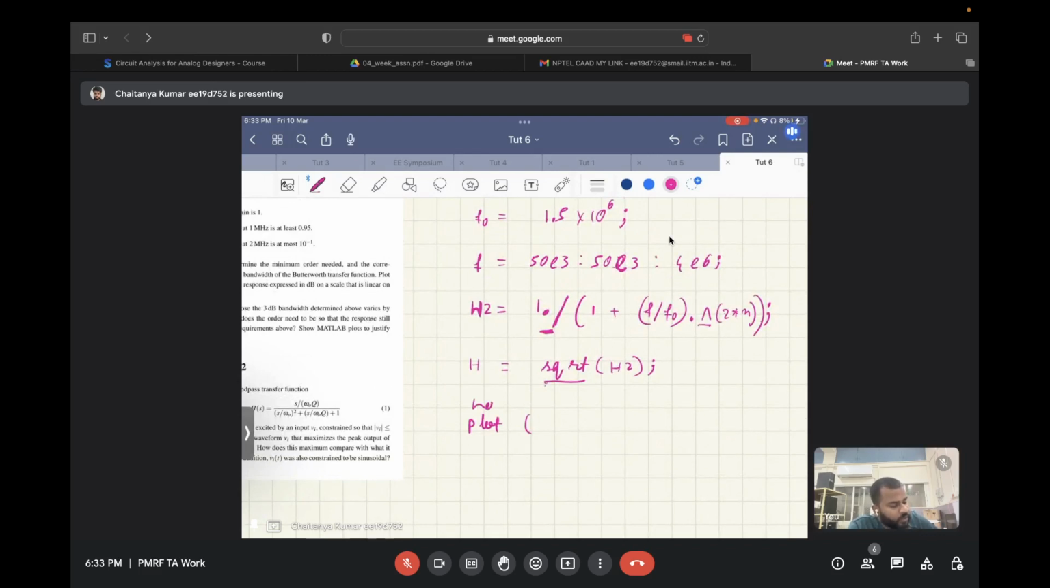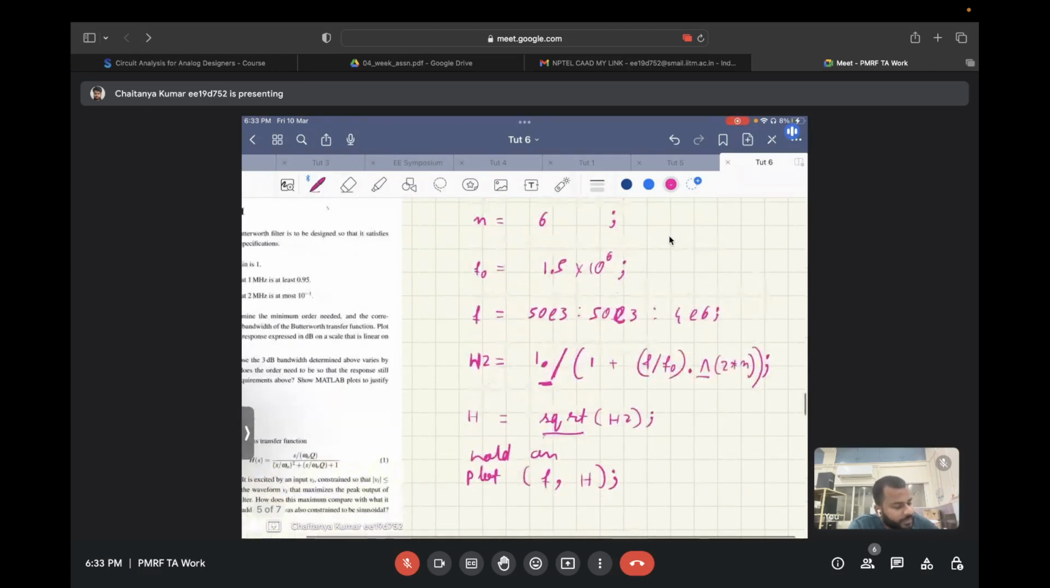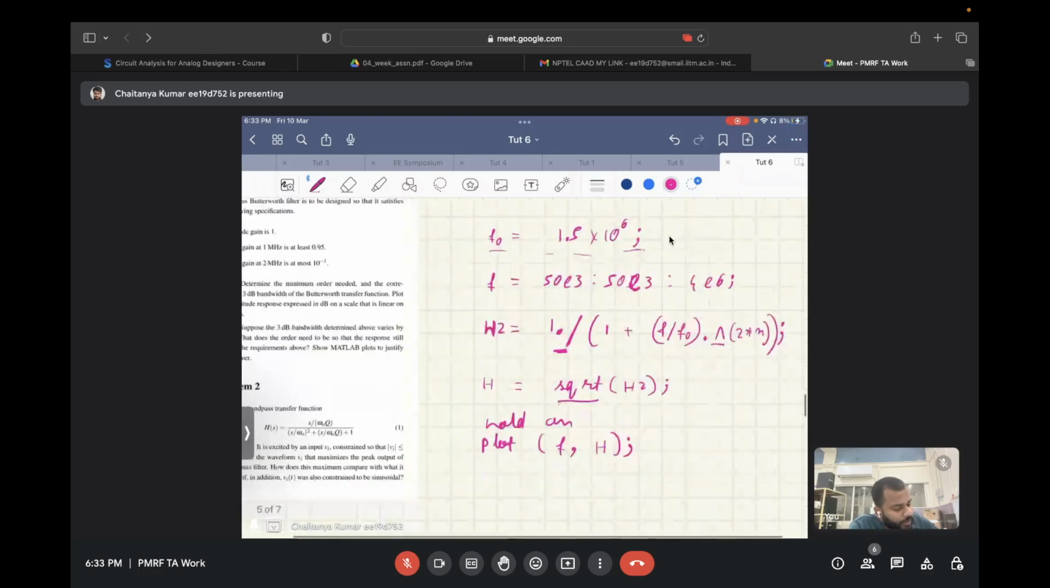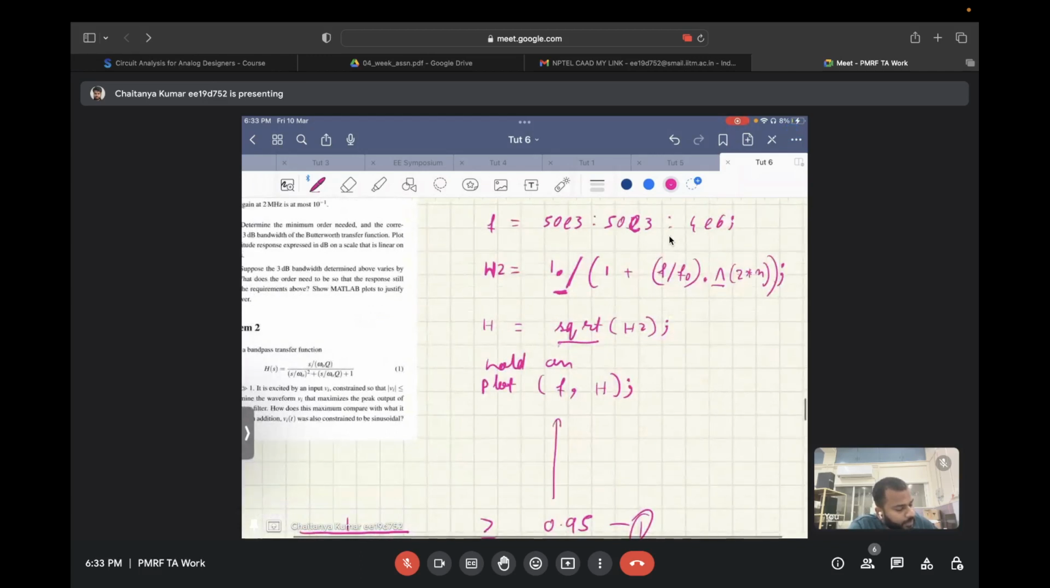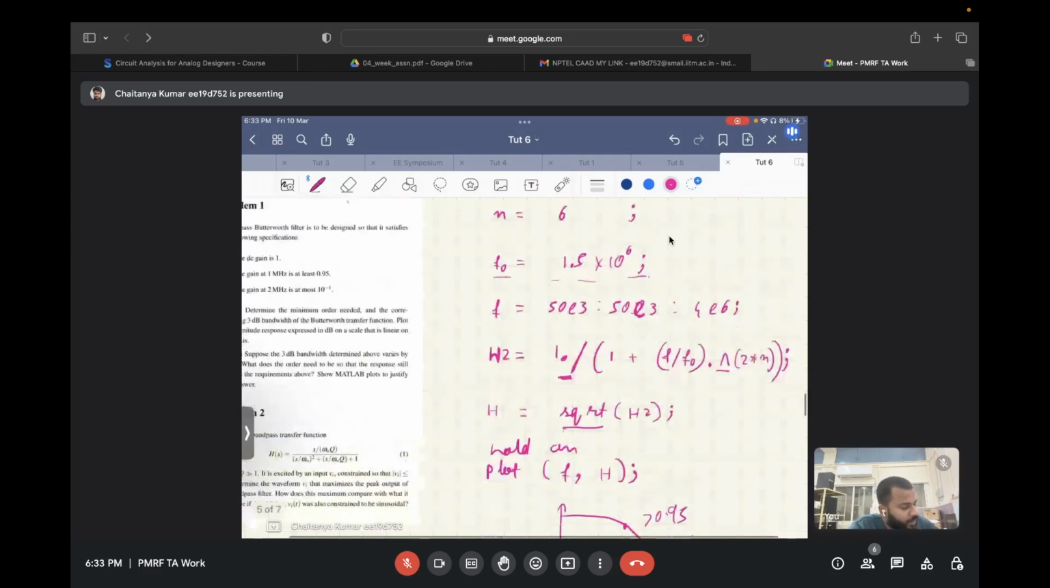So you will put a hold on function, and then plot frequency versus the magnitude. In the final plot, first of all, you take f naught as the one you calculated in the second question. You plot it, and you show that at 1 megahertz, whatever you have is greater than 0.95. It should be greater than 0.95. Then at 2 megahertz, it should be less than 0.1.